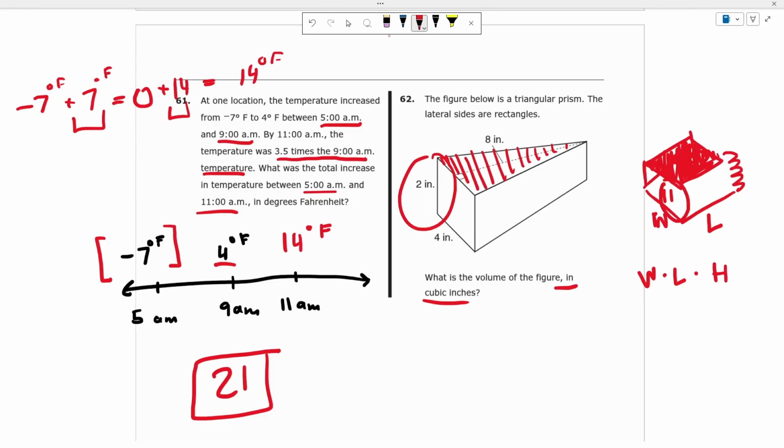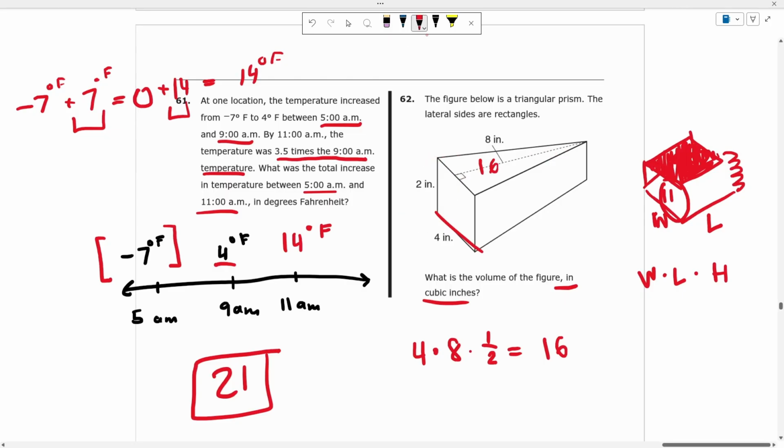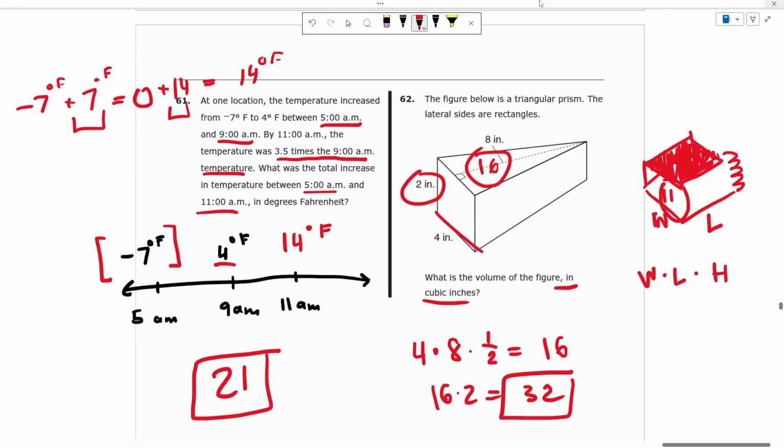So let's do that. I know my base is 4 inches. I know my height, or the height of the triangle, is 8 inches, and I just have to multiply that by 1/2. This is equal to 16. So I know that the area of this base is going to be 16. Now all I need to do is multiply this 16 by my height, which is 2. 16 times 2 is equal to 32, which is the correct answer here.